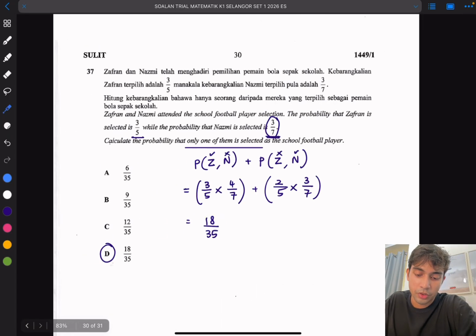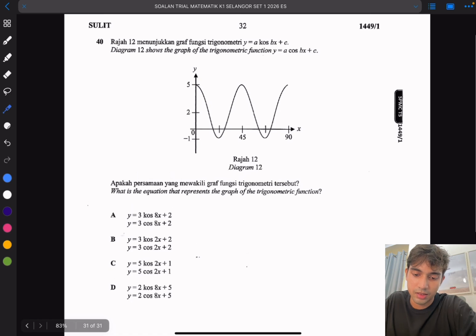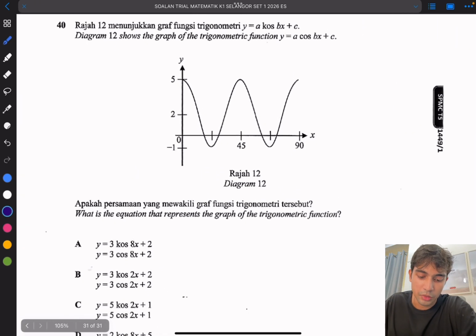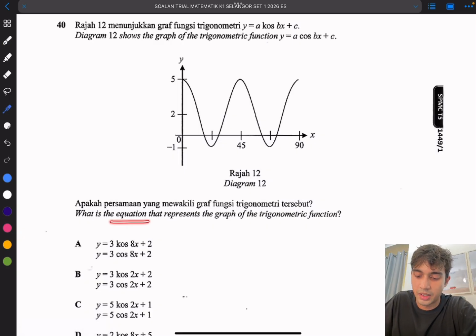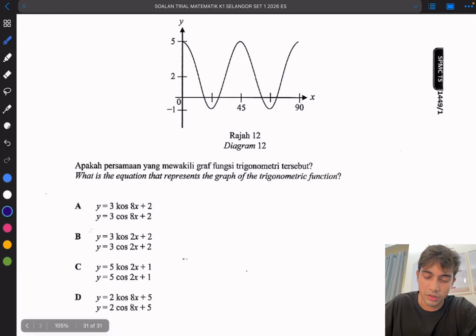Oh, straight jump to 40. I think this set doesn't have 38 and 39. I think they removed them. Okay, anyway, last one. What is the equation that represents the graph of the trigonometric function? So this is a cos graph. Okay, so definitely it's cos. All of it is a cos.